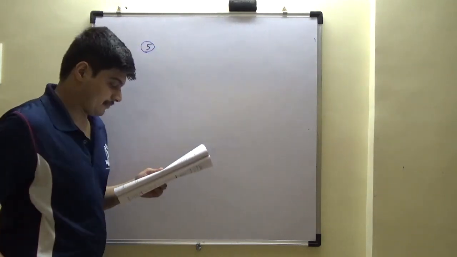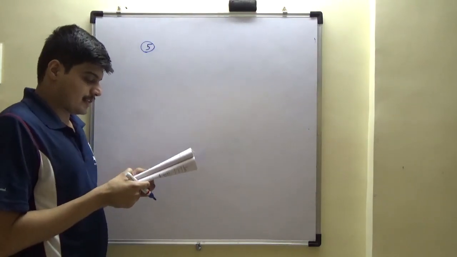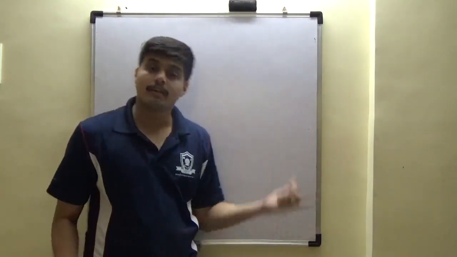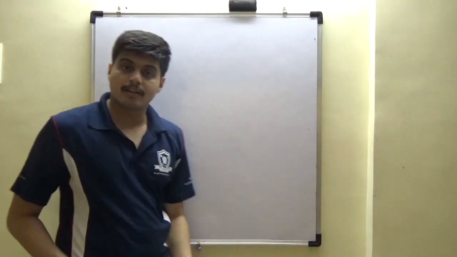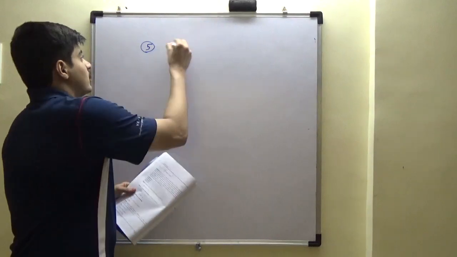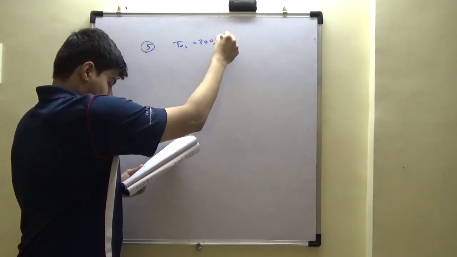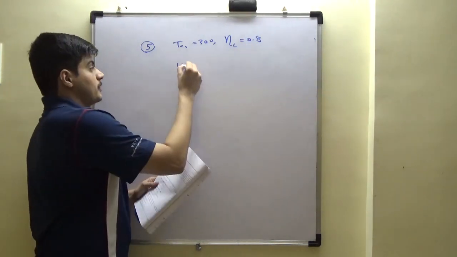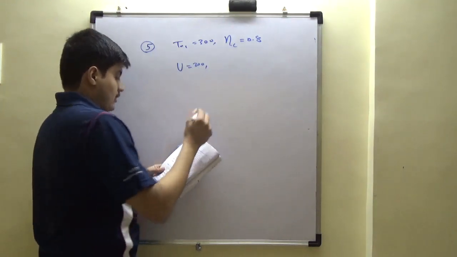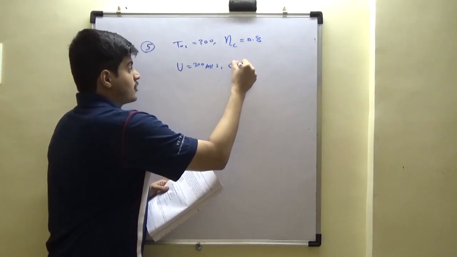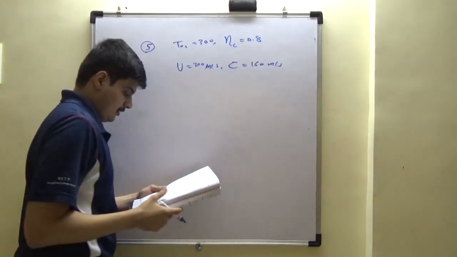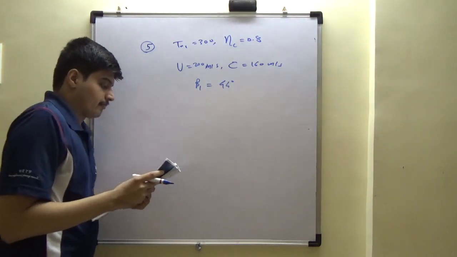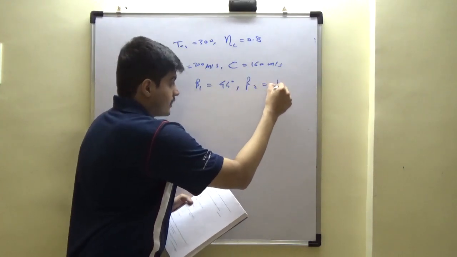Question number 5. The inlet stagnation temperature of a single axial compressor is 300 Kelvin. What does single mean? Only one stage, rotor and stator. Undergraduate simplification: series of blades are not considered. So T01 is 300. Stage efficiency is 0.8, blade speed is 200 meter per second, axial flow velocity is 160 meter per second, inlet relative blade angle is 44, outlet relative blade angle is 40.